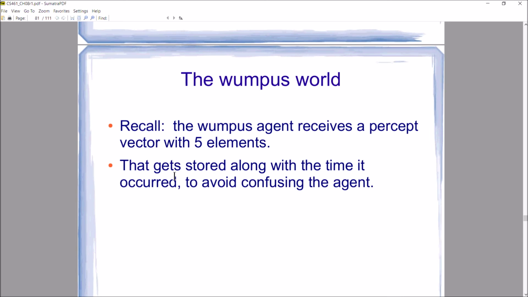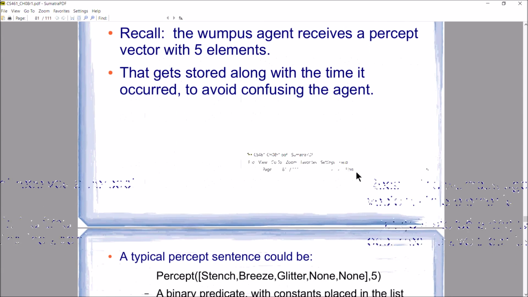Now, we need to store those percepts along with time. Remember we talked about how time matters, because if you had similar lists of percepts, the agent wouldn't know which one to go with and might get confused. You want to know, did I perceive the breeze on turn 1 or turn 2? If you just add breeze, then it's ambiguous.